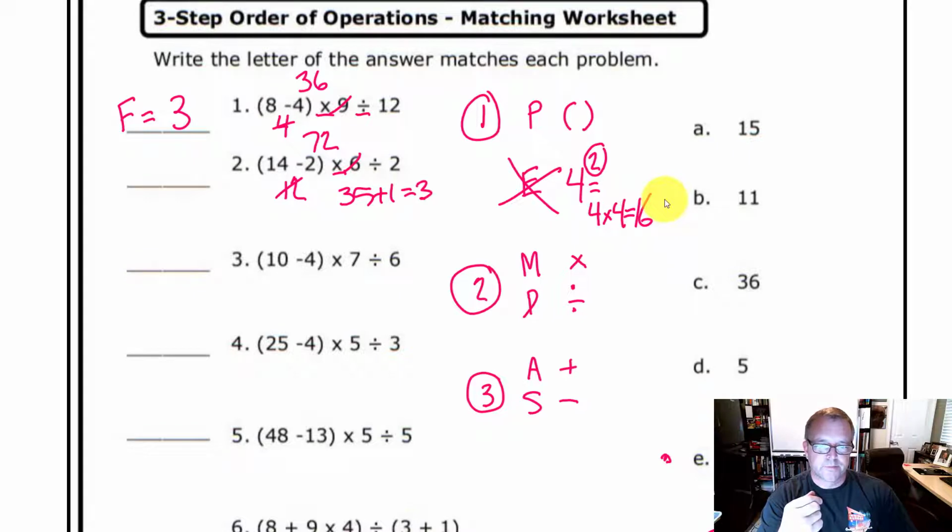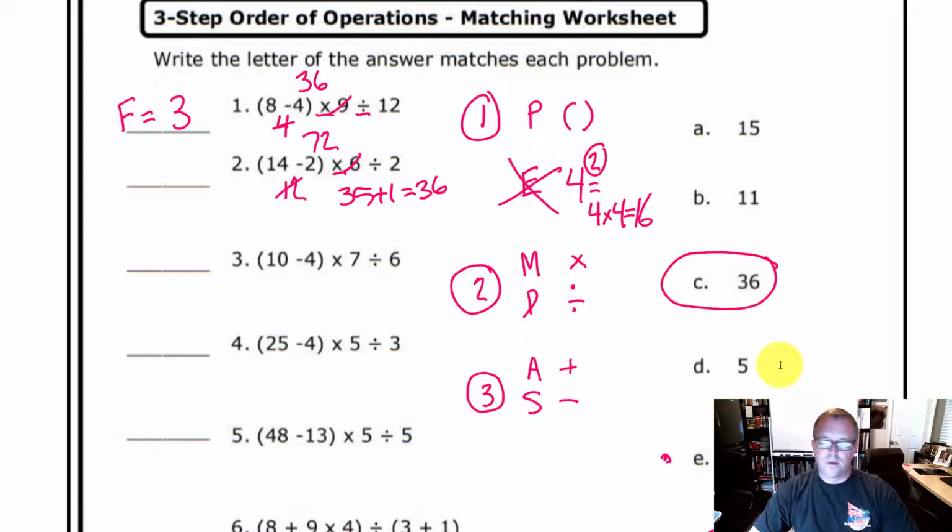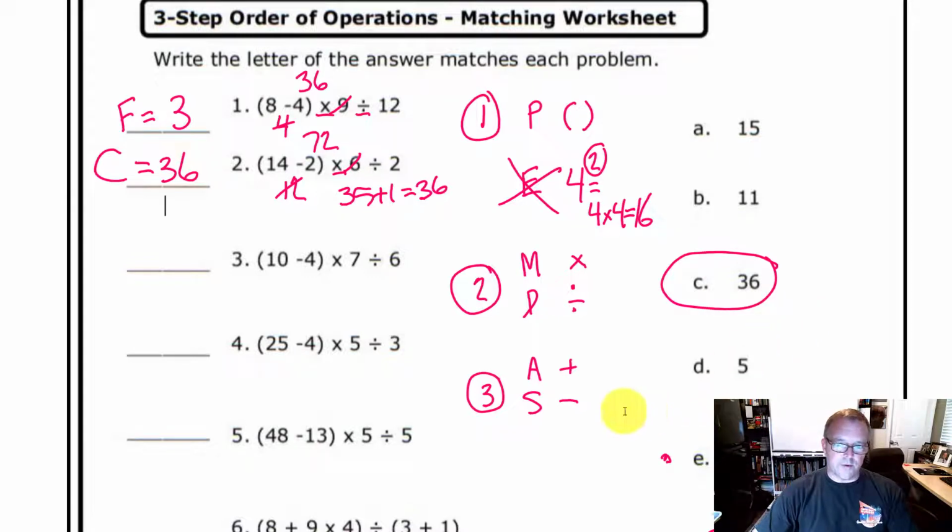36. So let's see if there's a 36 available. There is. Letter C. So here I would just write C equals 36. They're not telling me to write equals. I'm just doing that so I can see the letters. I'm putting the letter and the value.